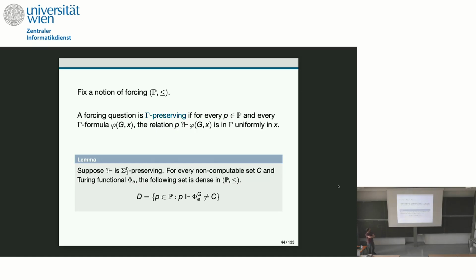We can show that if you have a notion of forcing which admits a Sigma 1 preserving forcing question, then you are able to prove this density lemma, which is necessary to prove co-avoidance. So for every non-computable set C and every Turing functional, the following set is dense, very abstractly.